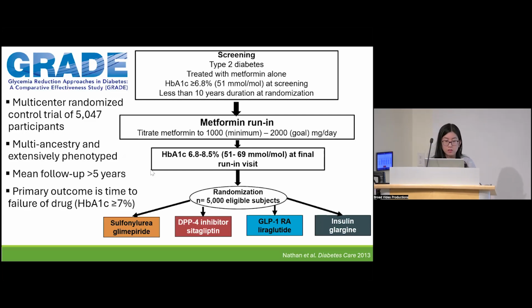So here, as you can see, the sulfonylurea, DPP-4 inhibitor, GLP-1 receptor agonist, and basal insulin. And again, a multi-ancestry study with a mean follow-up of over 5 years. The primary outcome of the GRADE study was to look at time to failure of a medication, which was our outcome when we did our pharmacogenetic GWAS. We're currently working on a publication, which should be coming out hopefully in the next couple of months. But again, another illustration of how we can really leverage the data available in clinical trials to answer some of these questions.